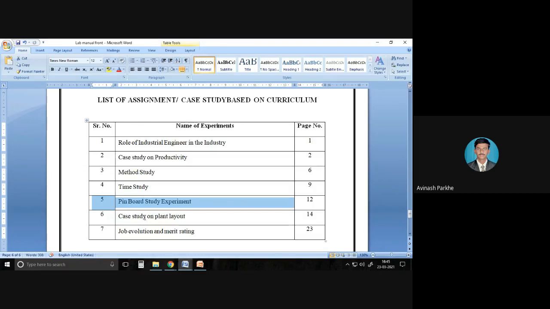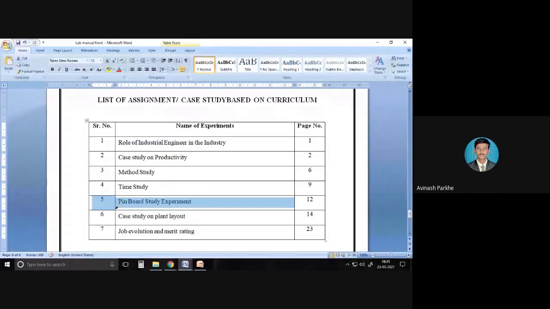That means if you are performing your work by using a single hand, how much time is required, and if you are performing the same work by using two hands, how much less time is required as compared to the first experiment. So that comparison we are going to make in this particular experiment number 5.